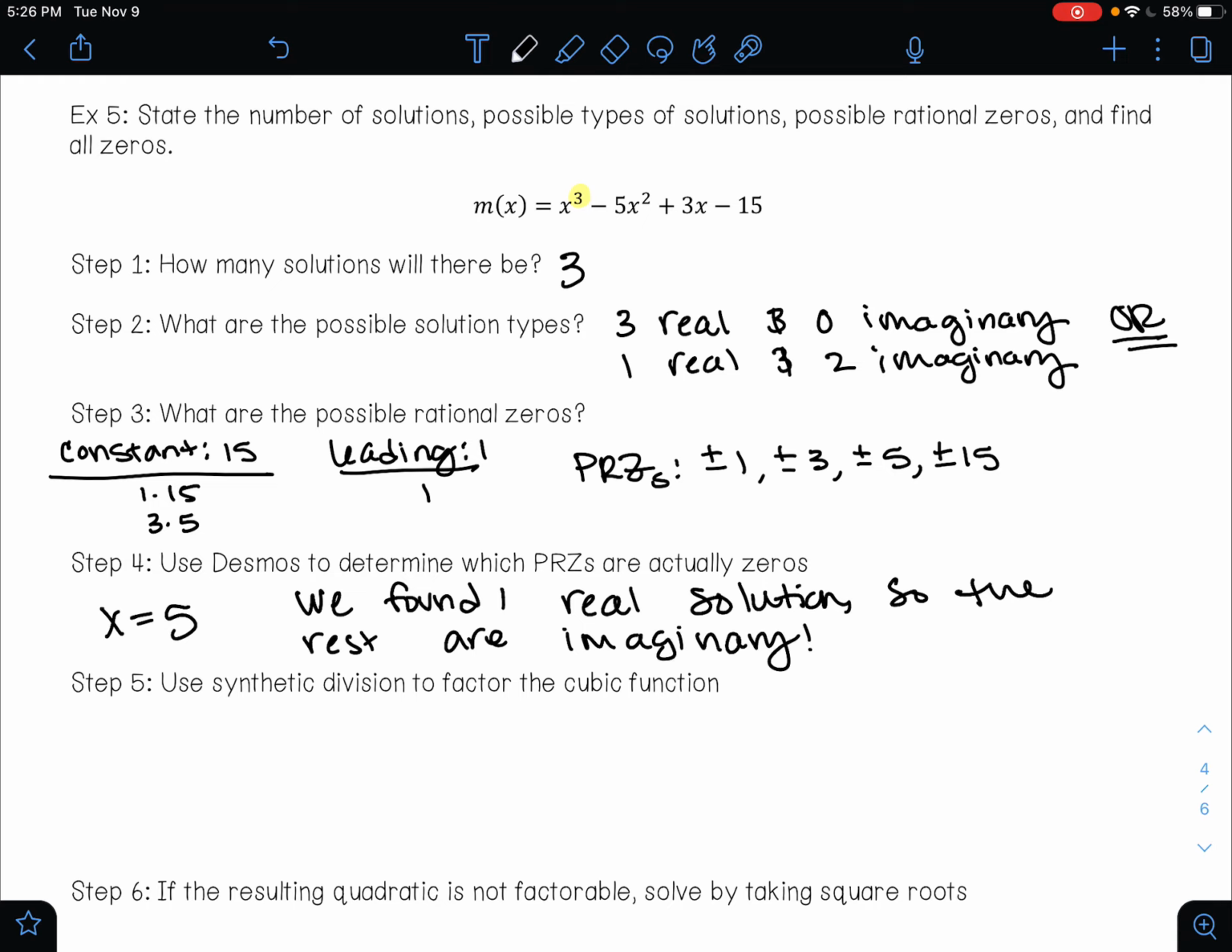So now we're going to use synthetic division to help us factor to solve this further. If 5 is a 0, I can use that here. My coefficients are 1, -5, 3, and -15. 5 times 1 is 5. That's going to give me 0. 5 times 0 is 0. That's going to give me 3. 5 times 3 is 15, and that gives me 0. So if 5 is a 0, then x minus 5 is a factor.